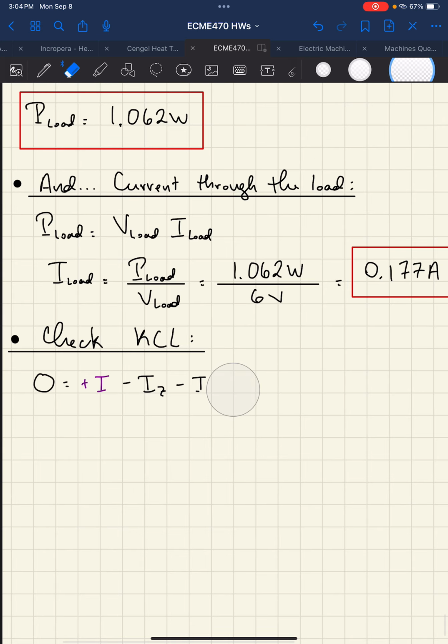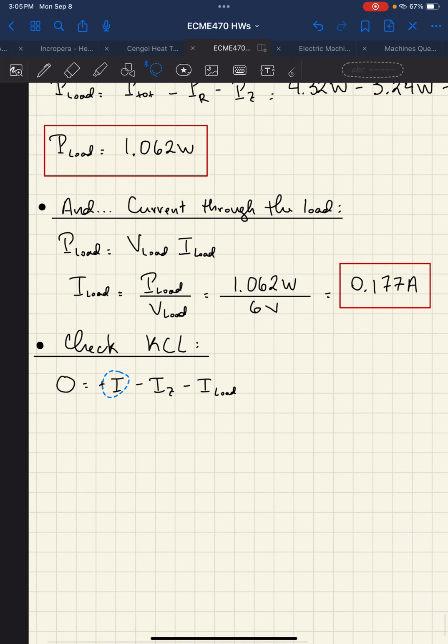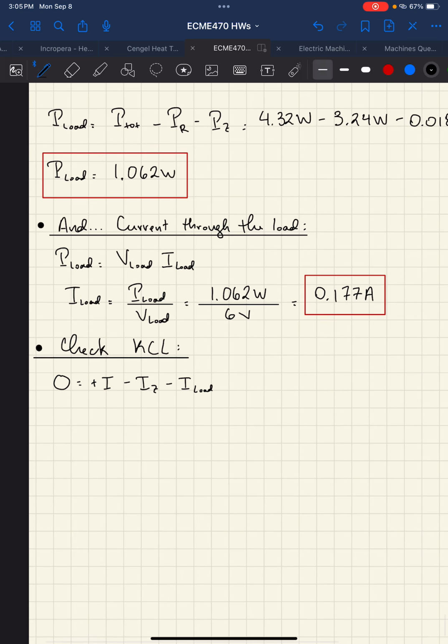This looks like a U in here. Let me fix that. So now we can just solve for I load. So I load is basically your total current, I, minus I Zener. So I, the total, was 0.18 amps. I Zener is 3 milliamps. I'm sorry, I already did the milli. So just like this. And then you're going to get the same answer. So it all works out.